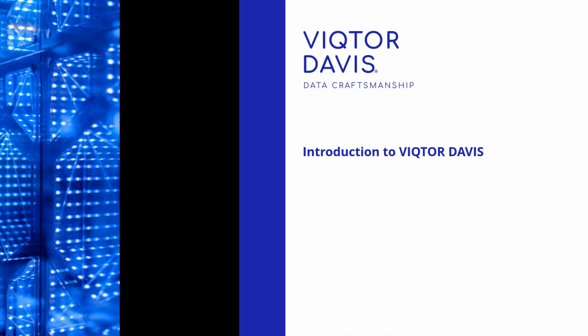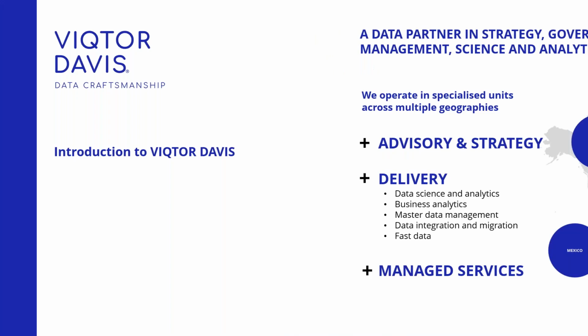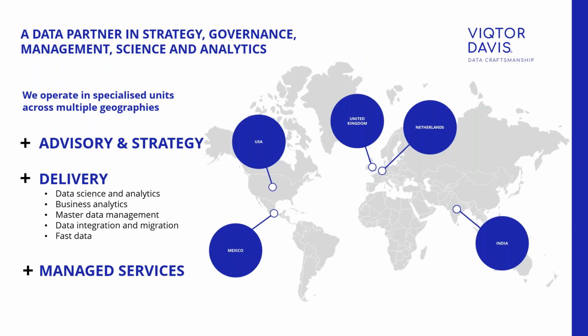So the first section is the introduction to Victor Davis. Victor Davis is separated into three major delivery practices. We have advisory and strategy. We have the delivery practice, who typically deliver large projects, and then we have the managed services practice, which is the one that I lead. In terms of geography, we're a global organisation. Our main centres are in the United Kingdom and the Netherlands, but we also have teams in India, North America and the USA, and also in Mexico. So we have a global operating team.